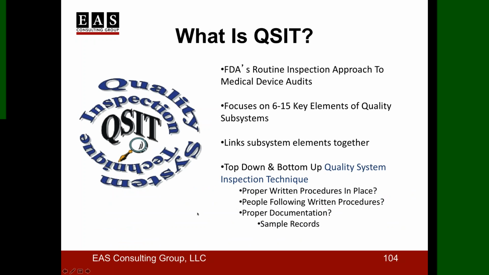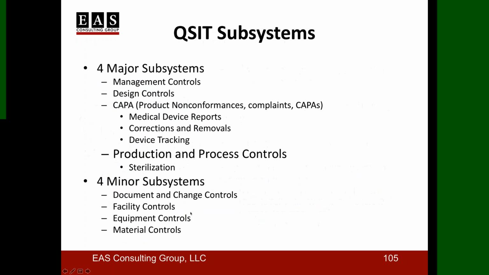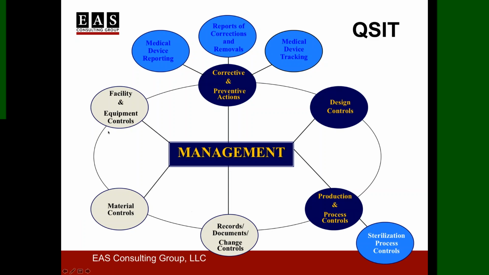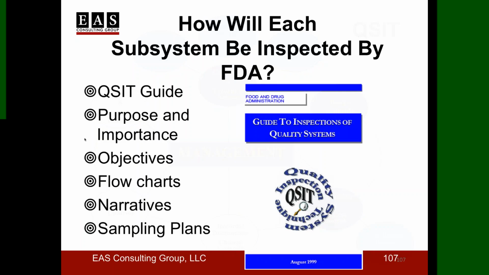I'm just going to briefly touch on QSIT. So as I mentioned, there's 4 major areas: management controls, design controls, CAPA, and production and process controls. It's also going to cover the other 4, which are documentation and change controls, facility controls, equipment controls, and material controls, while they're covering the other 4 major ones. So again, this is what it looks like, very briefly. You start and stop with management controls. So it's a top-down type of activity.